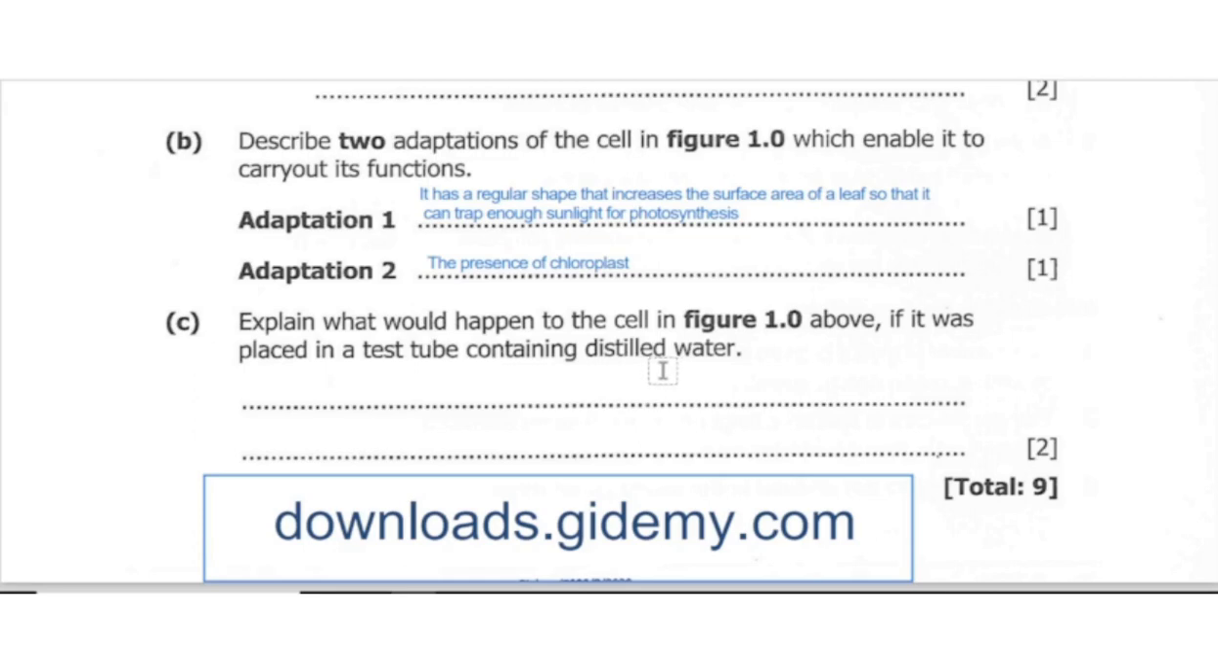C. Explain what would happen to the cell in figure 1.0 above if it was placed in a test tube containing distilled water. When we talk about distilled water, this is the water that contains nothing. This is just pure water. It contains nothing.